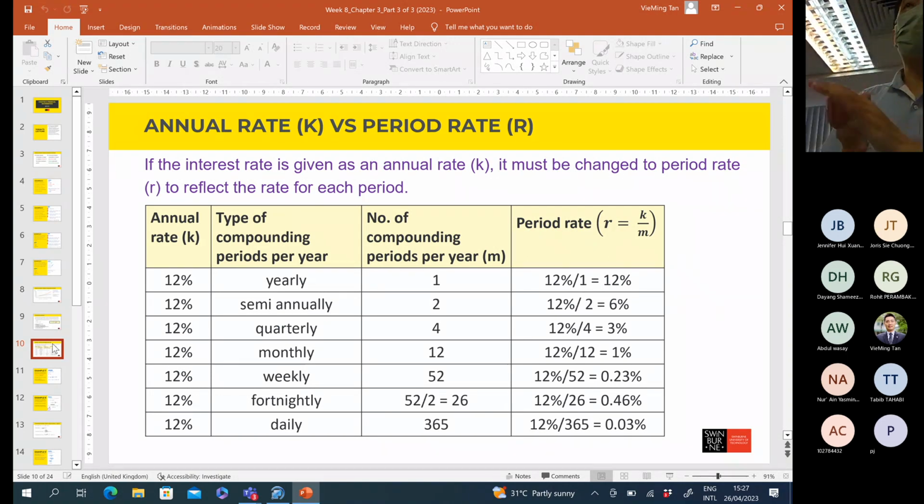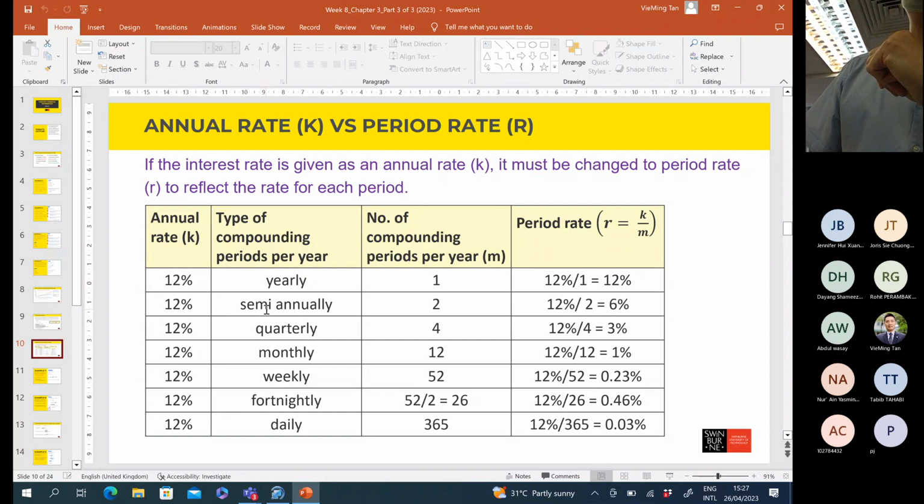Okay, so this depends on the interest rate offered. How is the interest being calculated? If the interest is calculated yearly, that means in 1 year the interest will be given to the investor one time only, one time in a year. So M is equal to 1.